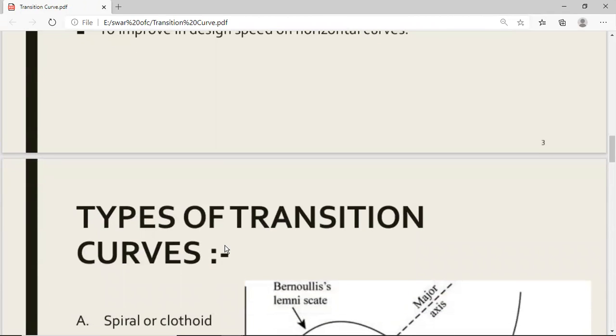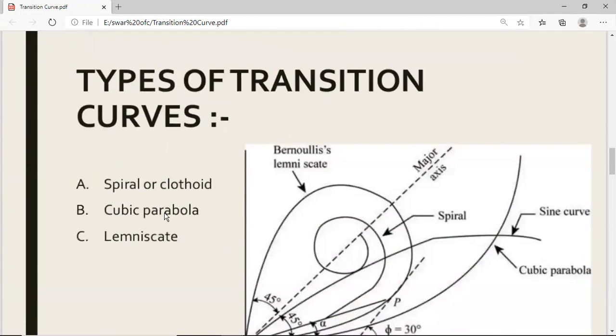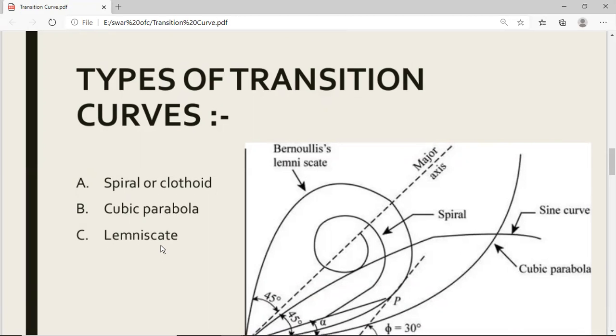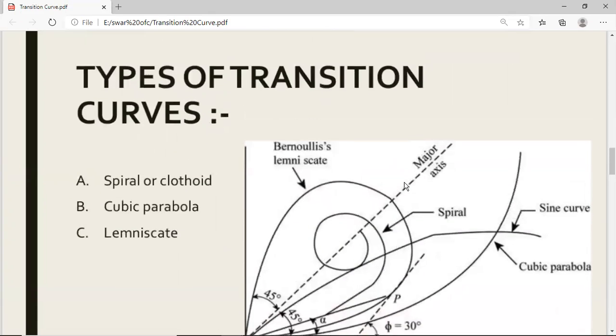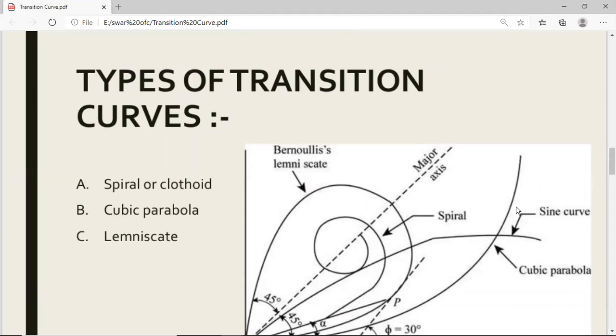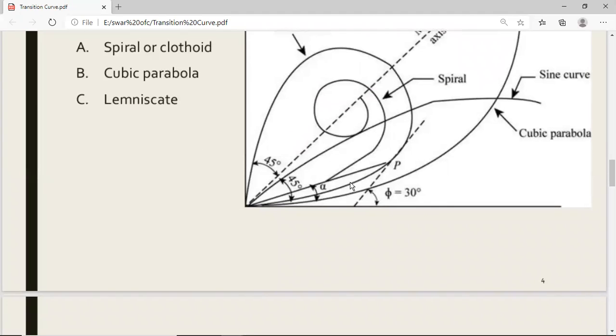So, what are the types of transition curve? There are three types: spiral or clothoid, cubic parabola, and lemniscate. This is a diagram of the types of curve. This one is the cubic parabola. This is Bernoulli's lemniscate. This is our major axis. This is a spiral, and this is my sine curve. So these are all three types of transition curves.